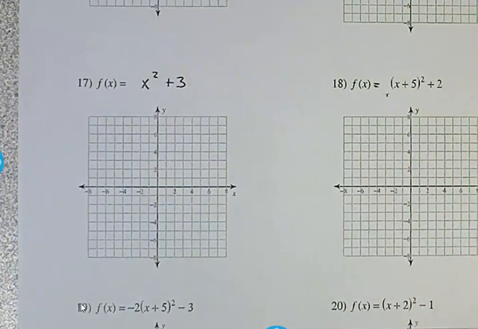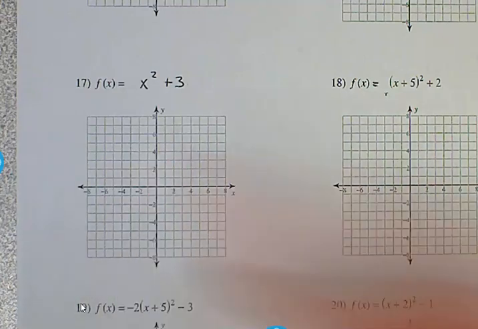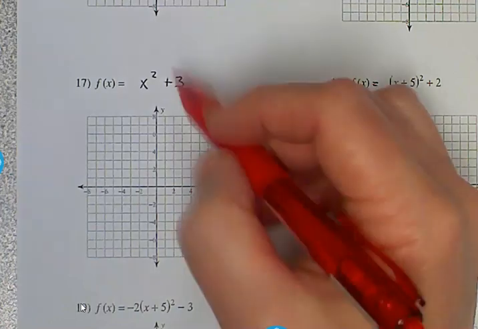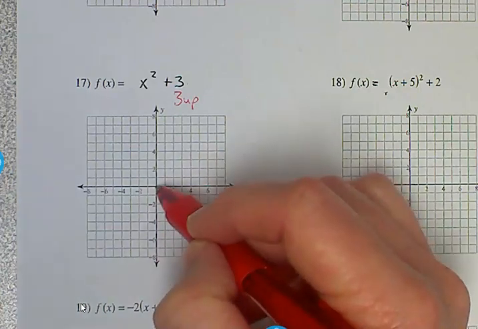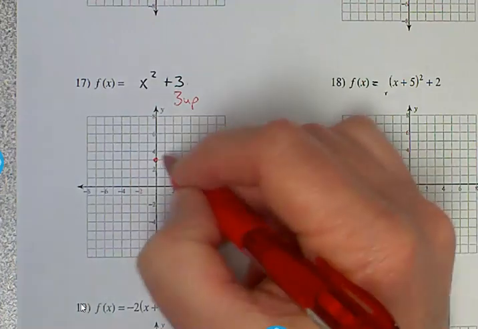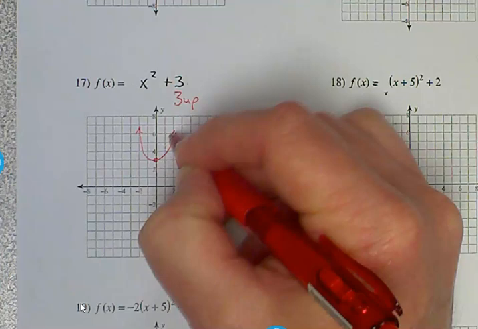Okay, we're going to do 17, and we're going to turn you loose on the other 3 that's here. All right, so with 17, x squared plus 3. Again, there is no parentheses, so there's nothing on the inside. This 3 is on the outside, so that should just move it 3 spaces up. So instead of starting at 0, 0, go 3 spaces up, we're going to start right there. And we're going to make a U-shaped graph that goes just like that.